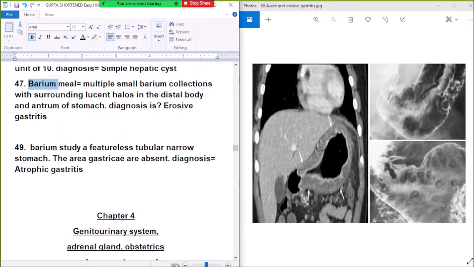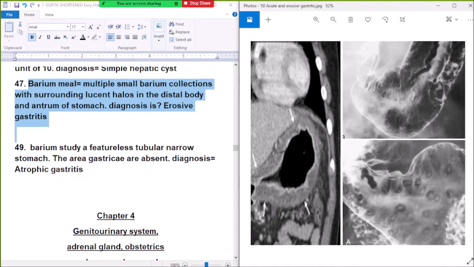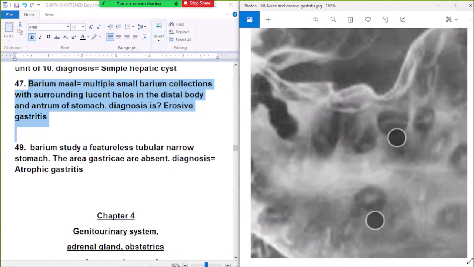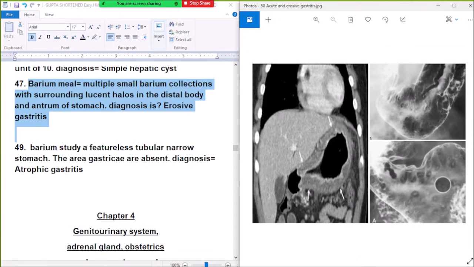Question 47. Barium meal shows multiple small barium collections with surrounding loosened halos in the distal body and antrum of the stomach. Diagnosis: erosive gastritis. This is acute erosive gastritis. Again, multiple small barium collections with surrounding halos in the body and antrum of the stomach.